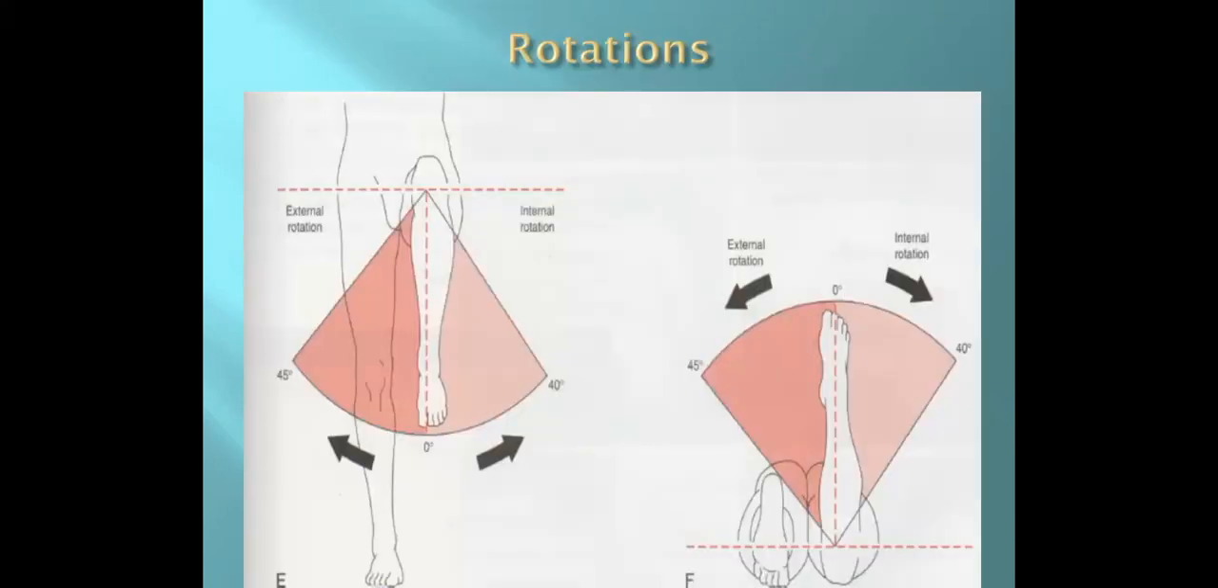So this is the picture. In the first picture you can see the patient is in supine position. Internal rotation is when the lower leg is moving towards the outside and away from the body. And if the person moves the lower leg towards the body or towards the midline of the body, that will be external rotation. In picture F you can see the patient is in prone position, and again in the prone position internal rotation as well as external rotation both can be checked.